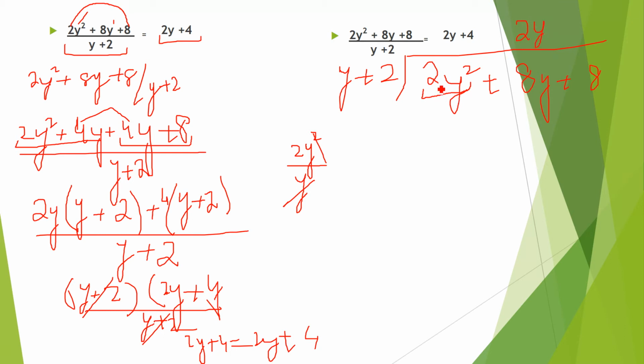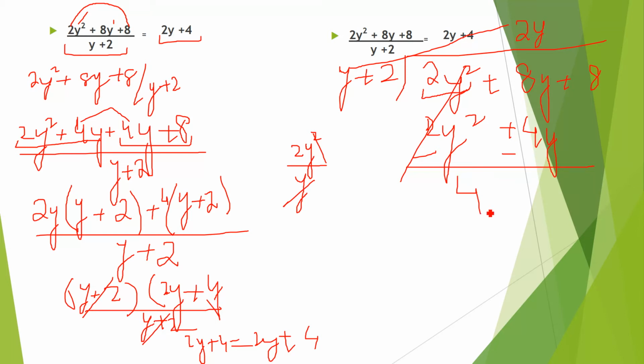The first step is divide: you have to divide the first term 2y² by the first term of the divisor. Second, now we will multiply the divisor by the quotient one by one. So it will be 2y² plus 4y. This is the second step. The third step is you have to subtract from the dividend. So it will cancel out, and 4y will come up here, plus 8.